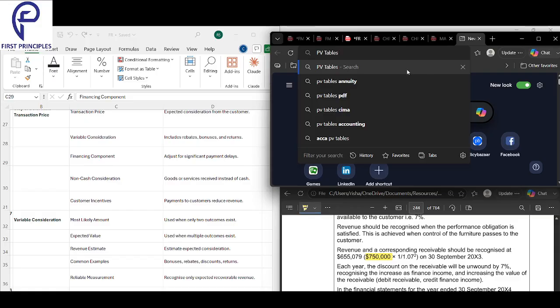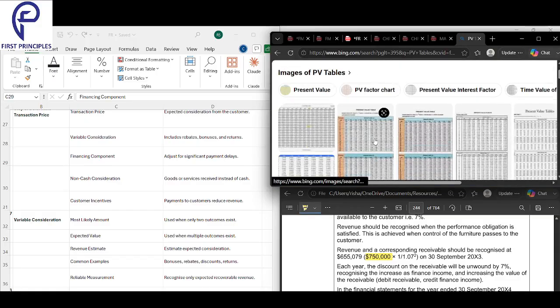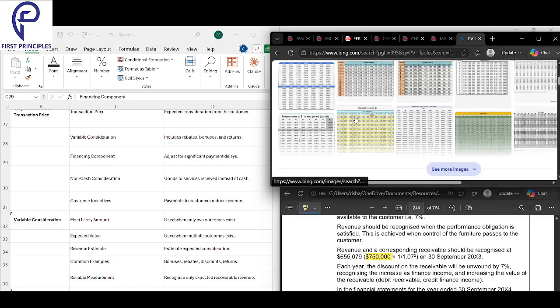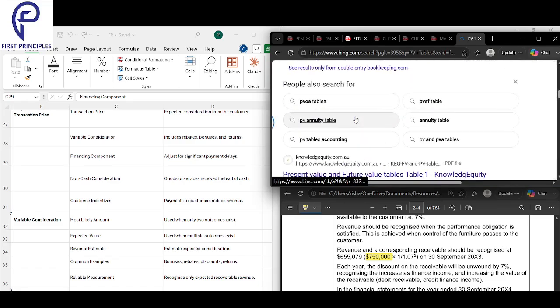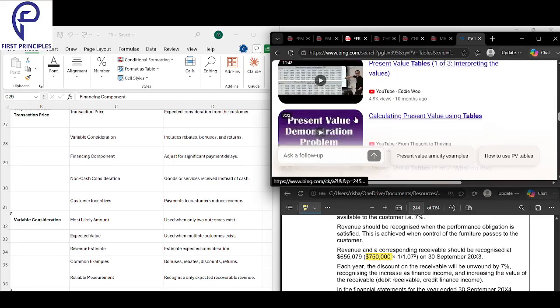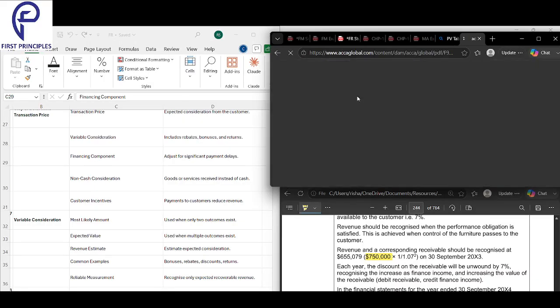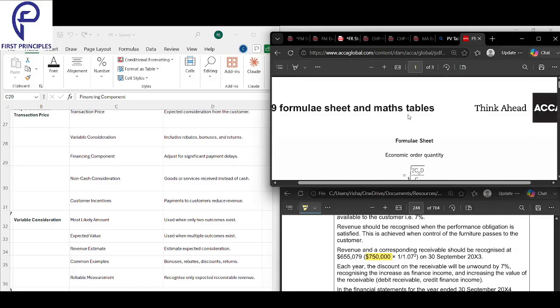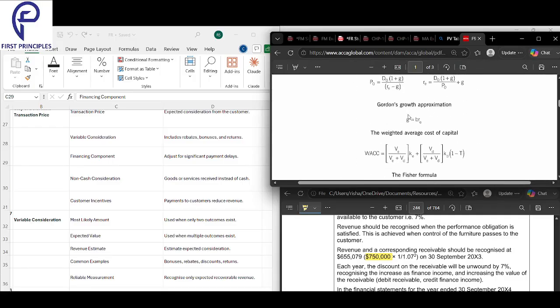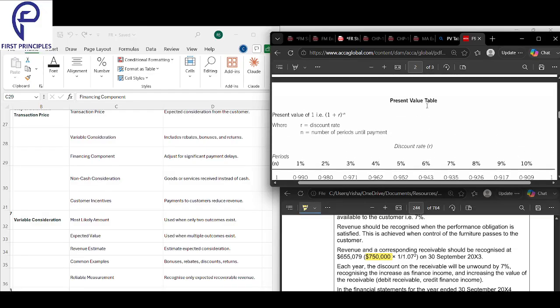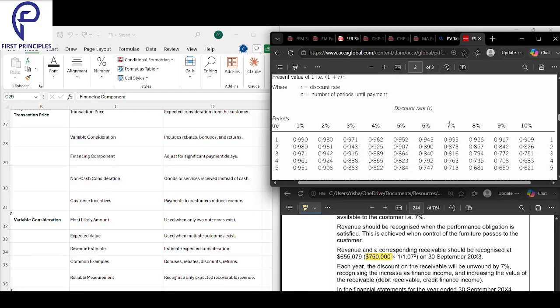In the exam, these present value tables will be given in the form of a sheet here, the present value table. So you go to the present value table and you take 7%. How much is it? You take 7% for 2 years. Okay, and then you just multiply it with 750,000.